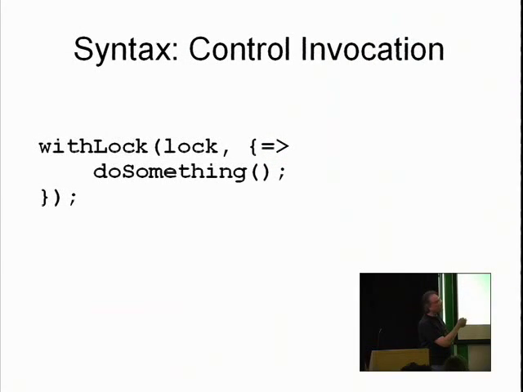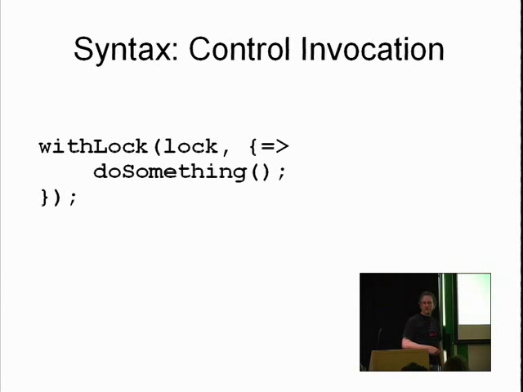The way you write a closure is an open curly brace, no arguments here, the arrow, and then the statements. And here there are no results, so there's no final expression. Close curly to close the closure, close paren to close the withLock invocation, and semicolon to end the statement that's the invocation of withLock. This is not bad, but it's certainly not as convenient as the built-in synchronized statement.